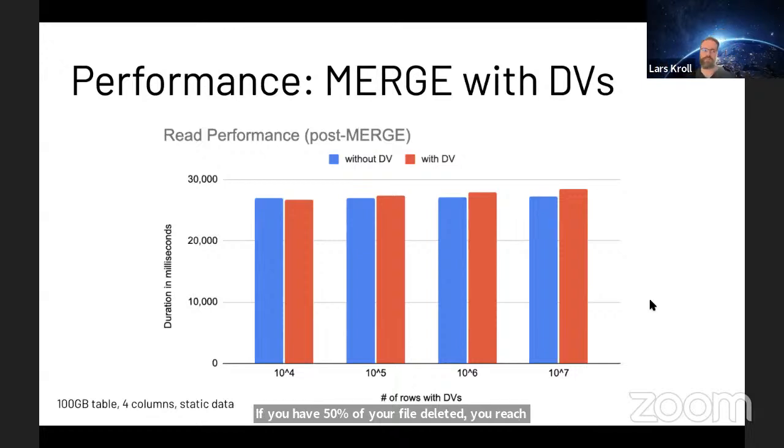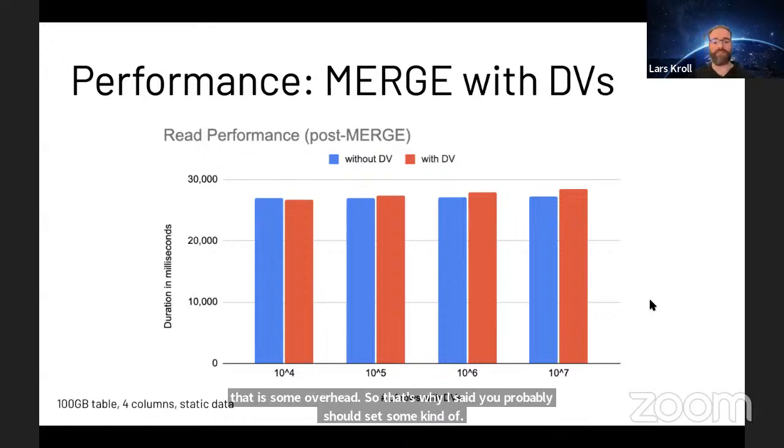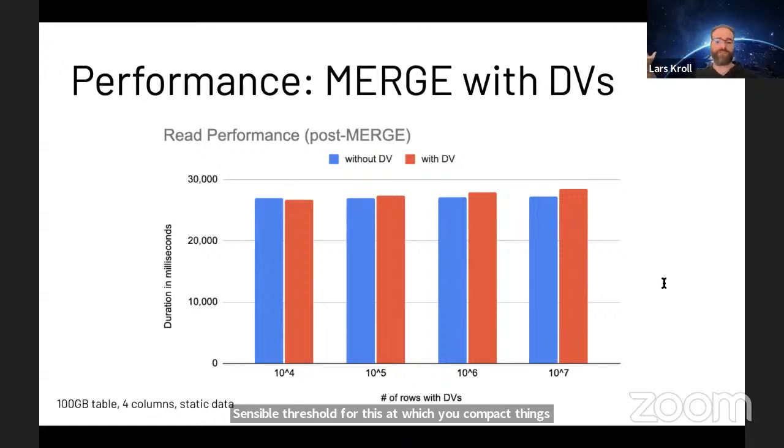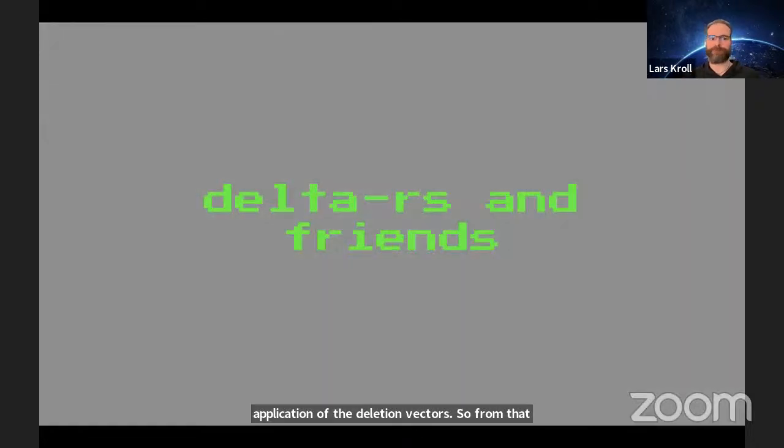So that's why I said you probably should set some kind of sensible threshold for this at which you compact things out to not have so much overread. But just turning DVs on, there's essentially no overhead for having like a very, very small number of rows deleted just from the application of the deletion vectors. So from that perspective, it's almost for free. All right, that was all I had.